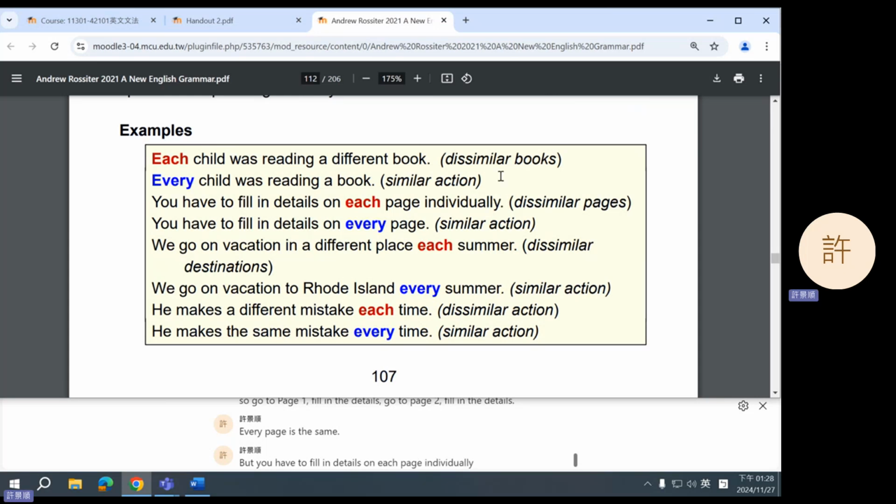Which means you can't just copy the first page and paste it onto the second page. You have to flip through each individual page to fill out those details. If you think about it, the situation for both of these sentences is exactly the same. The difference is the emphasis. Are you emphasizing you have to do the same thing again and again? Use "every." Are you emphasizing you have to do it for individual pages? Use "each."